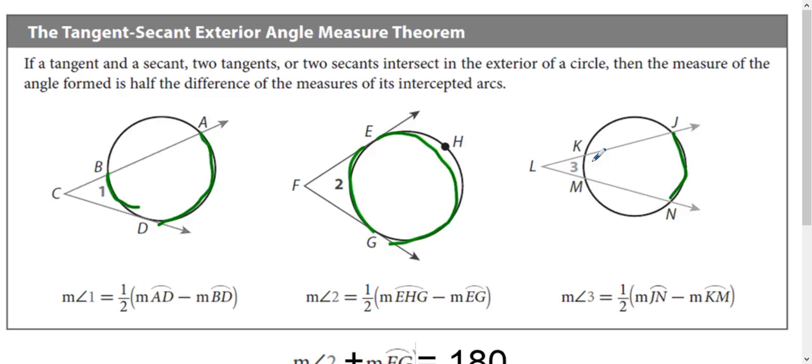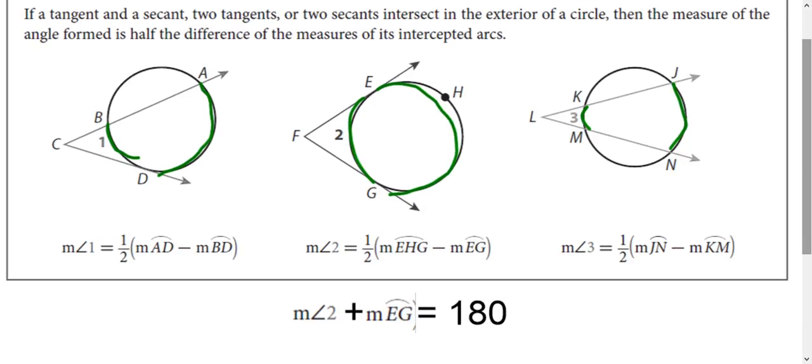And same thing for this one, big arc minus little arc, JN minus KM, divided by 2 equals the angle. So it's always big arc minus little arc divided by 2. There's actually another special formula for two tangents, summarized right here. Angle plus that inside arc right here, EG, the angle and this arc are always going to be supplementary. They always add to 180. So there's another little shortcut for that one.